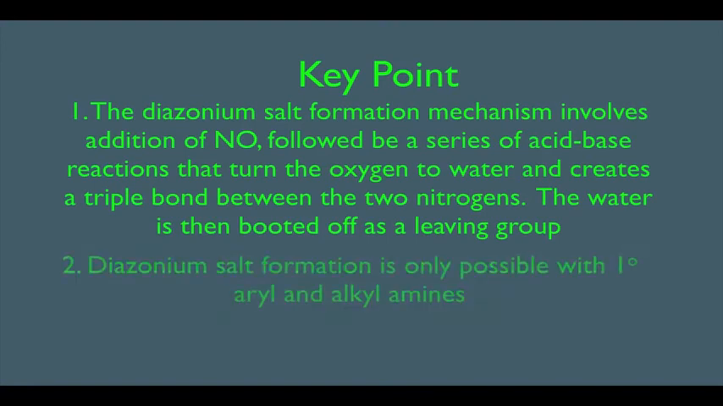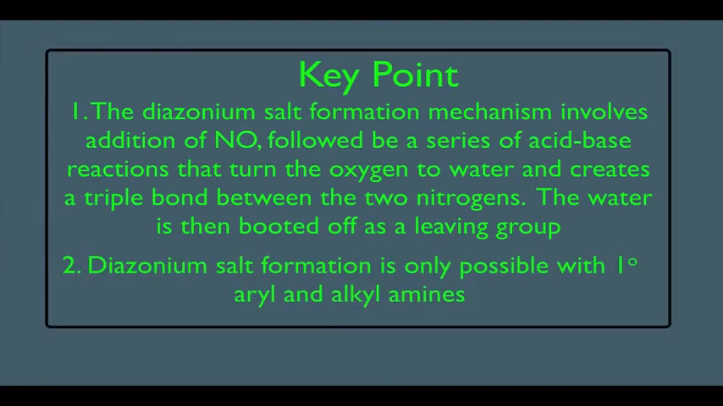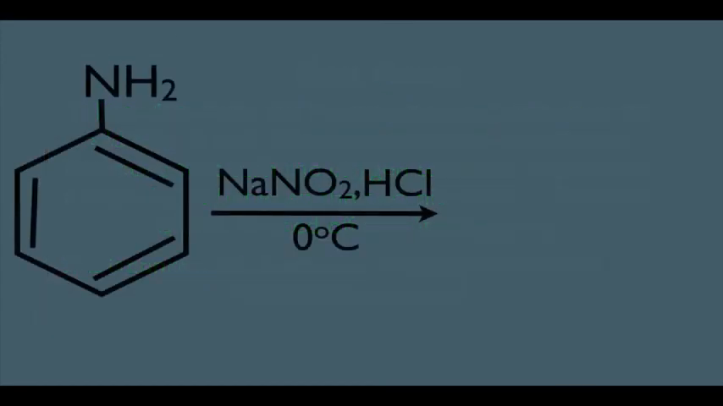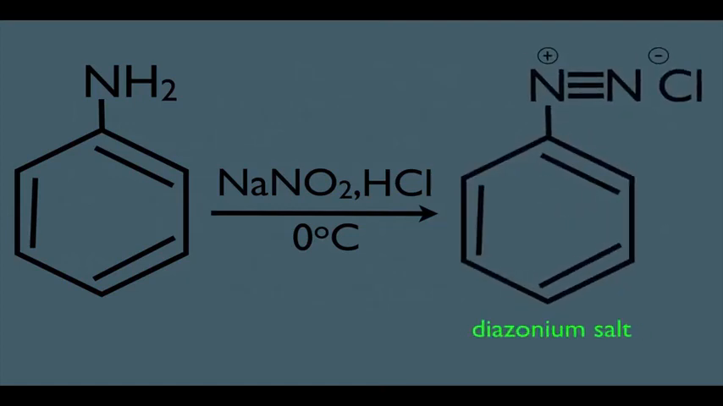We're also going to see number 2 is that diazonium salt formation is only possible with primary aryl and alkyl amines. So let's dive into this here. Remember, what we've learned so far is that to create a diazonium salt, you need an NH2 on a benzene ring, you're adding NaNO2 and HCl, and that gives you this right here, the diazonium salt as a product.